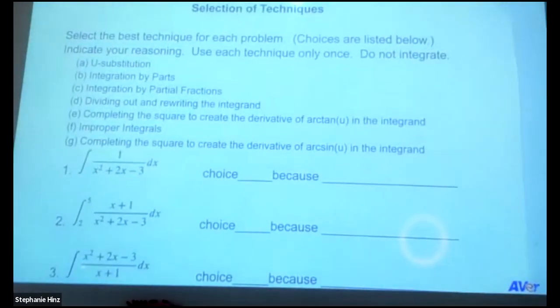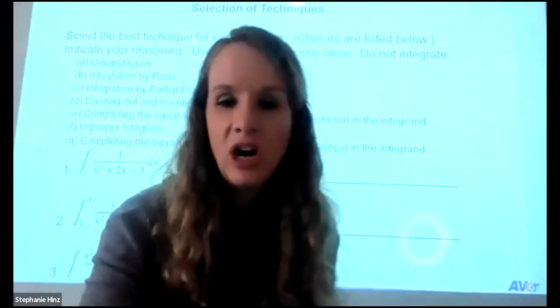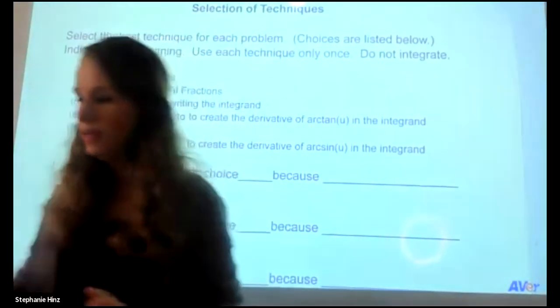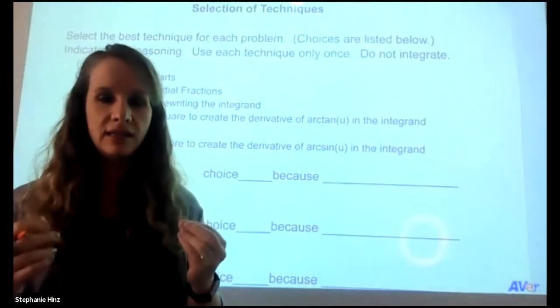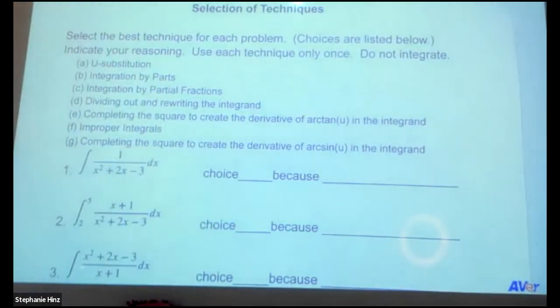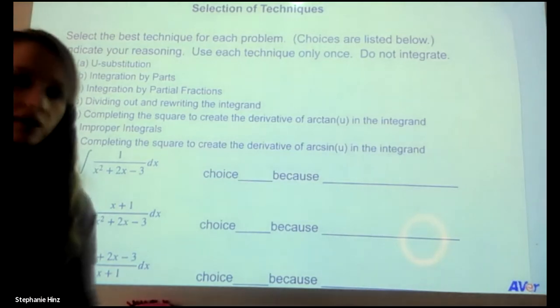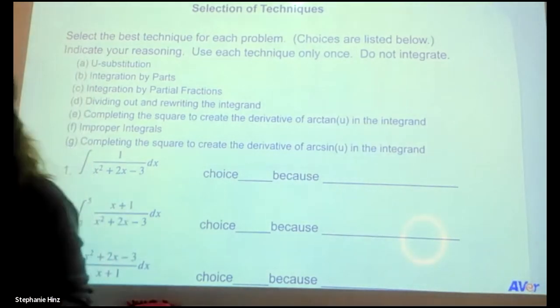On the back, this is not quite the back of the packet, but I do have a little activity that I want us to talk through before we get started with my second session. And this goes back to a comment I had about confusing where to start. So maybe this will help us recognize some of the differences. So in this activity, it says select the best technique for each problem. The choices are listed below. Indicate your reasoning and use each technique only once. So we're not actually going to integrate these, although I do have the answers to all of them if anybody wants to check with me as well.